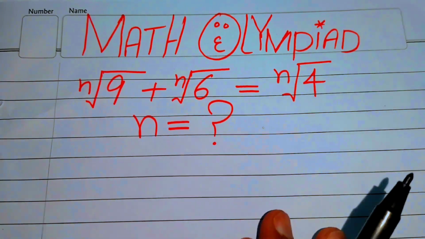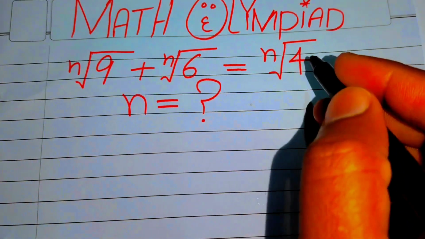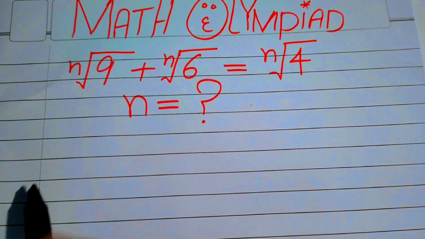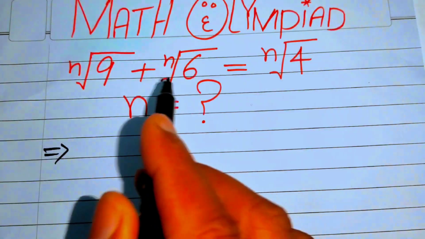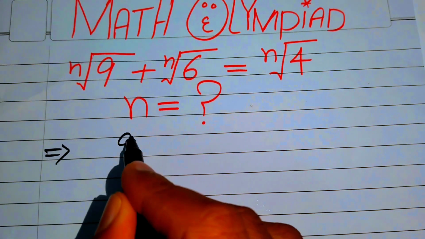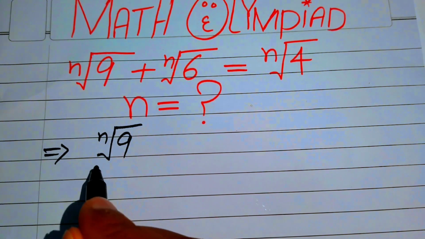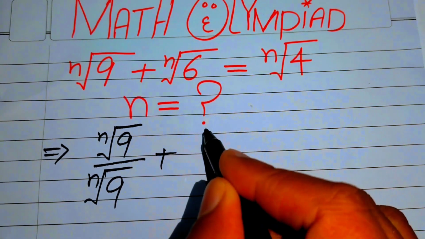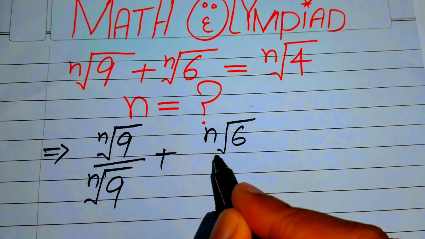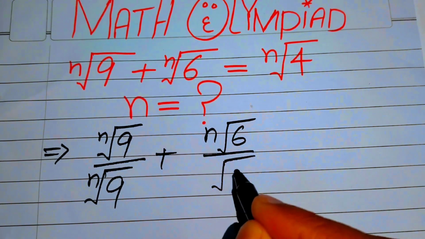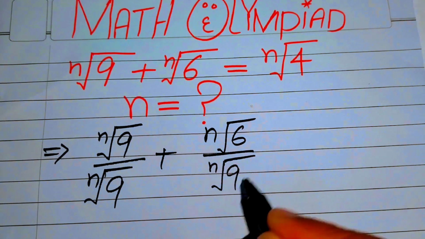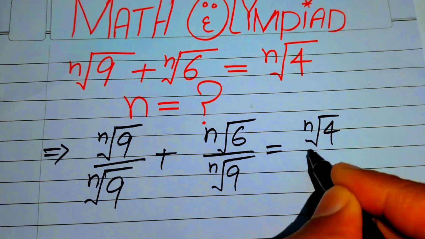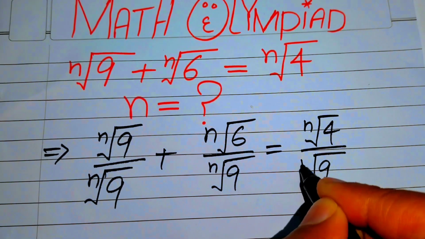So the very first step we are going to do is divide this equation on both sides by nth root of 9. When we divide both sides by nth root of 9, we get nth root of 9 divided by nth root of 9 plus nth root of 6 divided by nth root of 9 equals nth root of 4 divided by nth root of 9.